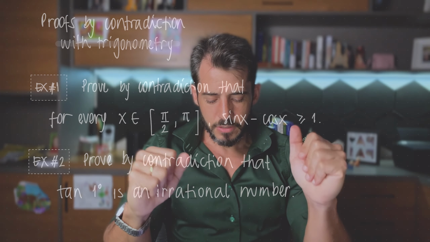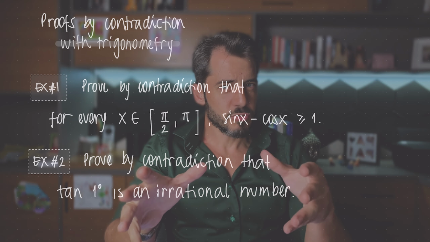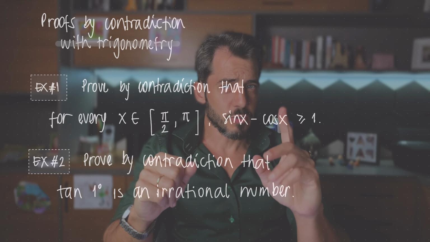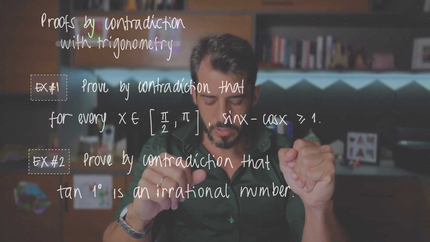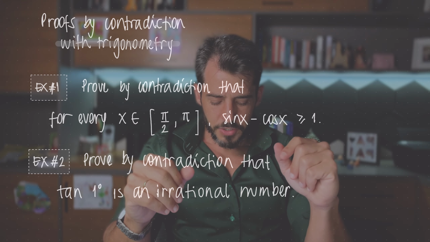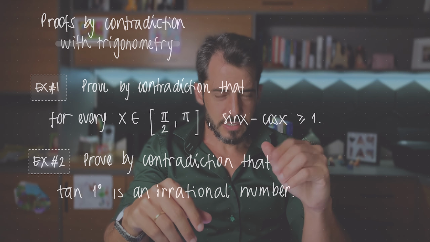Hey guys, in this video we're going to go through some proofs by contradiction which involve trigonometry. We have a couple of examples that we're going to work on. The first one being proof by contradiction that for every x in between pi over 2 and pi, sine of x minus cosine of x is greater than or equal to 1. That's exercise number 1. And exercise number 2, which is quite interesting by the way, is to prove by contradiction that the tangent of 1 degree is an irrational number.